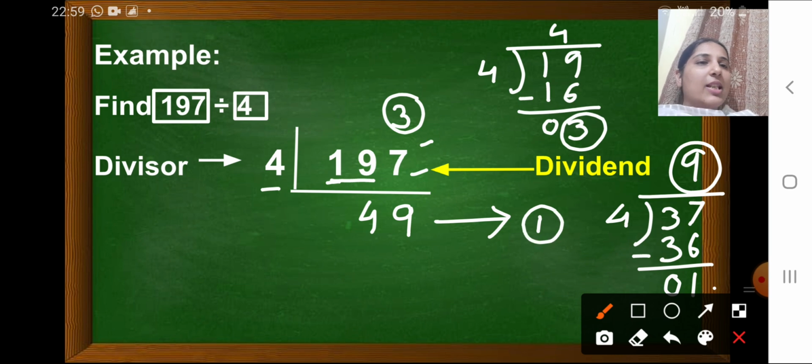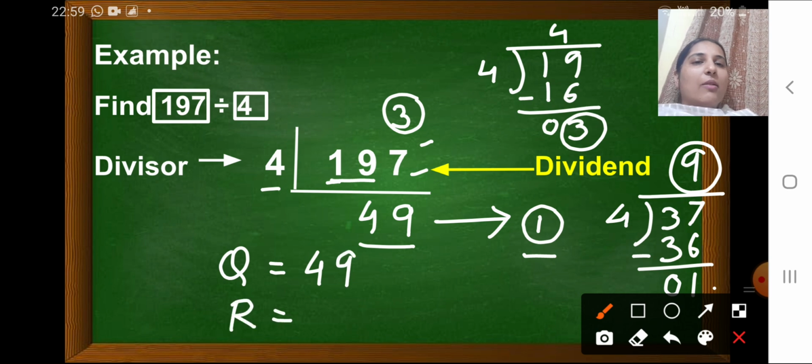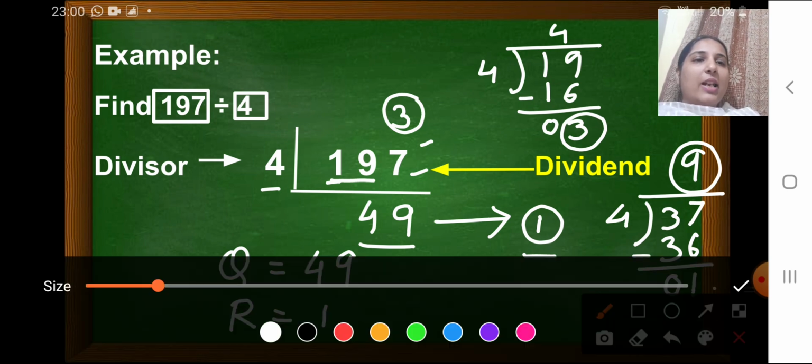Okay, and we will just circle it. Okay, that will show that our quotient is 49 and remainder is 1 here. So what is the quotient obtained here, children? Quotient is 49, whereas remainder is 1 here. Got it, children? Let's see this. Just see this once again.